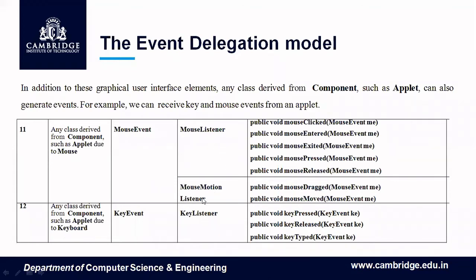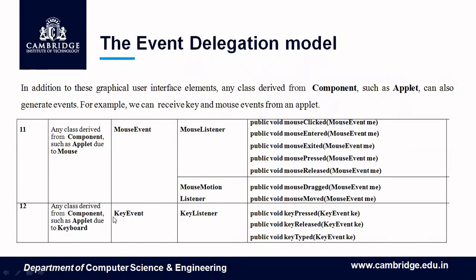Now, if you implement these two listeners, all these methods should be implemented. MouseListener means clicked, entered, exited, pressed, and released. MouseMotionListener means mouse dragged and mouse moved. All these methods should be implemented. Whether you need dragged or not, you should at least put an empty implementation for it. So all these methods ought to be implemented.